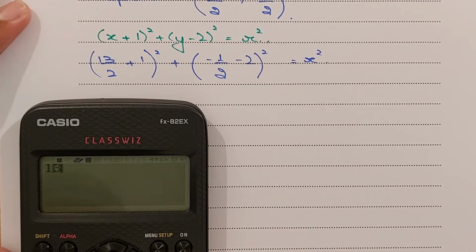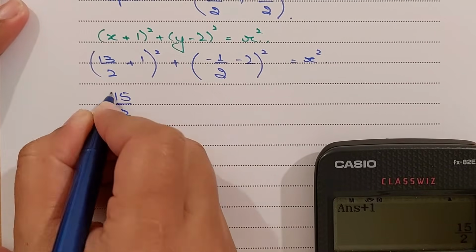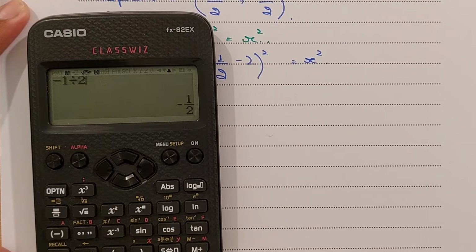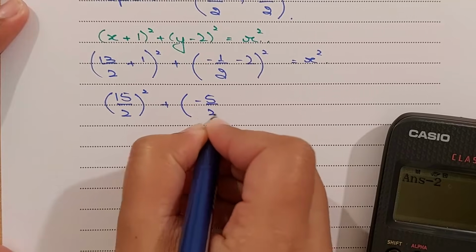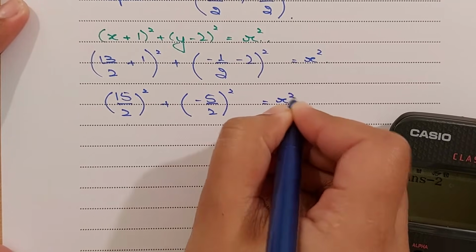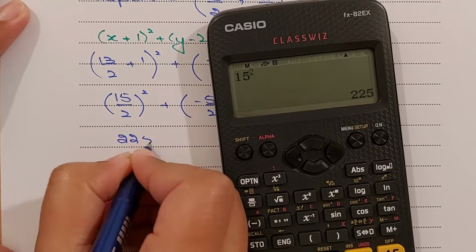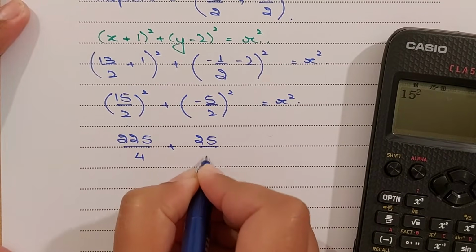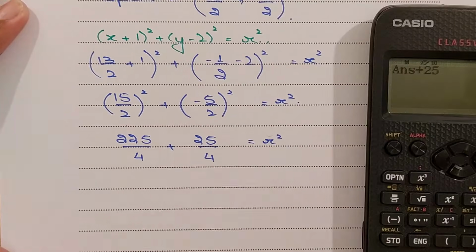So we can say 13 divides 2 plus 1. This is 15 by 2 square. 15 by 2 whole square. And minus 1 by 2 minus 2 is minus 5 by 2. Minus 5 by 2 whole square equals to radius square. Okay, 15 square is 225. 2 square is 4. Plus 5 square is 25 over 2 square is 4. This is radius square. Now 225 plus 25 is 250 by 4.